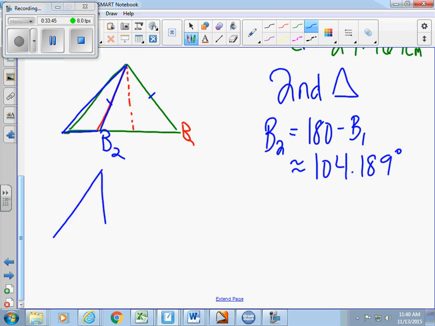The law of sines works perfectly fine when you have an obtuse angle. The problem is when you're trying to find an obtuse angle. The law of sines can't do that. Does that make sense?